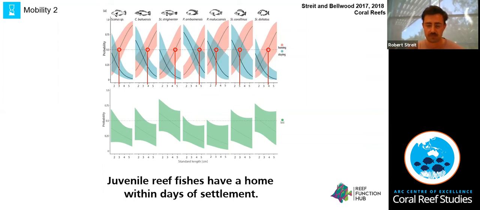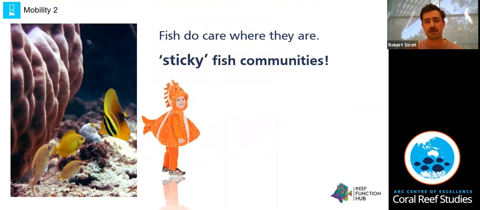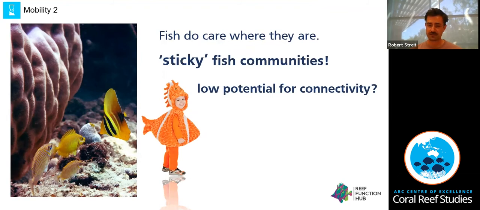So in the bigger picture, what this tells us is that fishes really care where they are. They don't just randomly live somewhere on a reef that humans think is suitable to them. They have a particular home. And what this means is that we have these sticky fish communities, which potentially could be a problem for that connectivity I was talking about, because if fishes are so attached to a certain location, then maybe they might not be as likely to pick up and move to a better site.